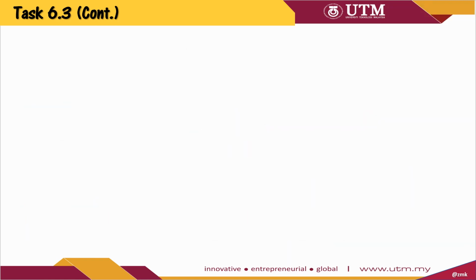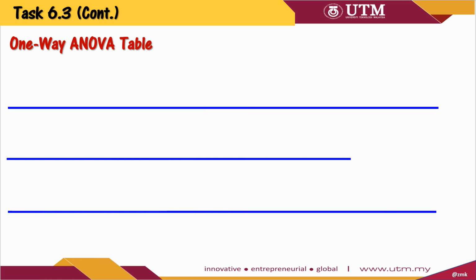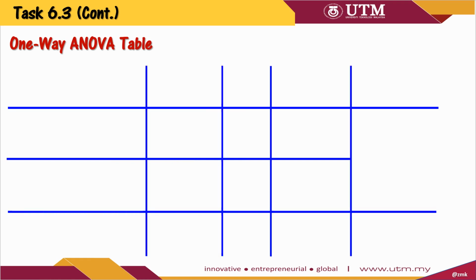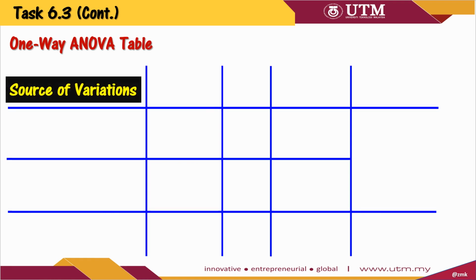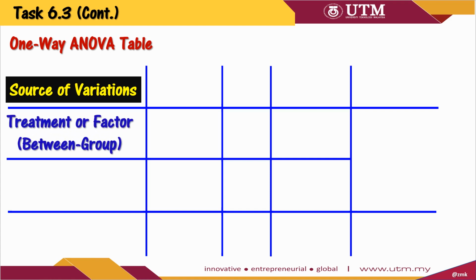After calculating the sums of squares, you can now construct a one-way ANOVA table as follows, with 4 rows and 5 columns. You can begin with the source of variations in the first column. The first source of variation is from the treatment or factor indicating the between group source of variation. The second source of variation comes from the errors or within group source of variation, and the last one is from the total source of variation.